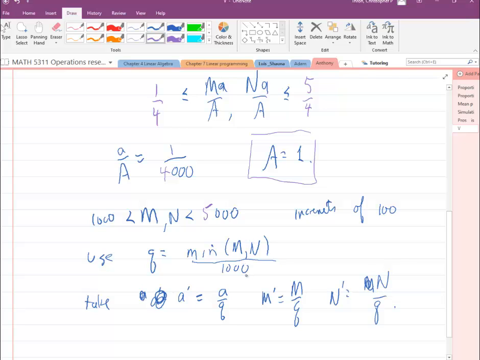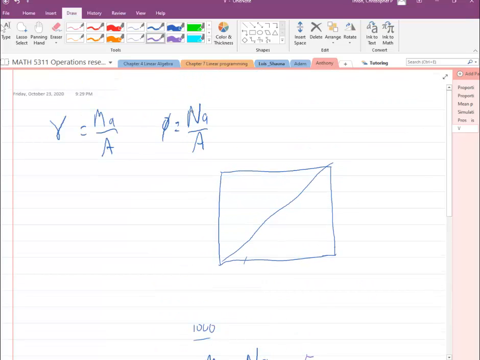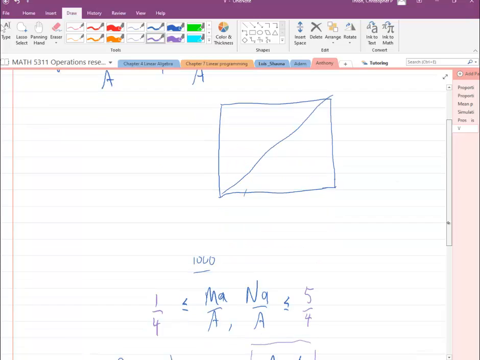Now, why am I doing this? Because I want to make sure my simulations don't have too many sets and points in them. If I take both M and N to be 5,000, that's a big simulation. I'd rather do another simulation that has fewer points that gives the same result. Now, since MA over A and NA over A are the only parameters, I could find a different set of A over A such that gamma and phi are the same.